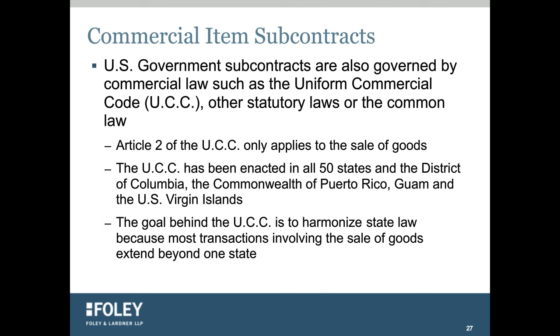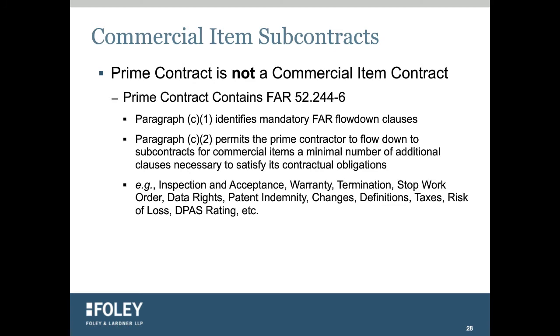So what happens if the prime contract's not a commercial item contract? I mentioned the contract will contain 52.244-6, which encourages the use of commercial item subcontracts. Also in that clause is a list of what FAR clauses the prime contractor must include in commercial item subcontracts. That's the starting point, because that's really the only list of what is actually required. And frankly, not all of those clauses are required to be in every contract.